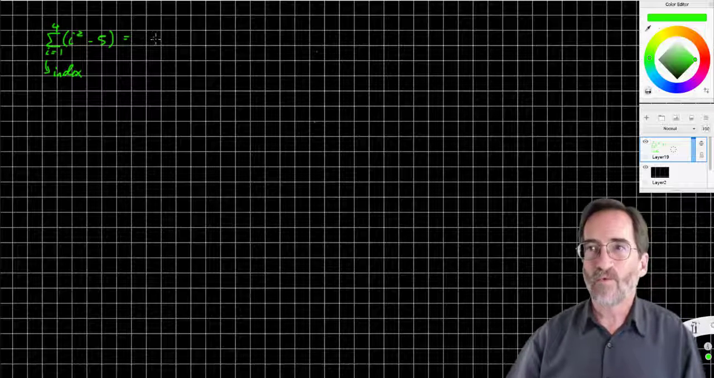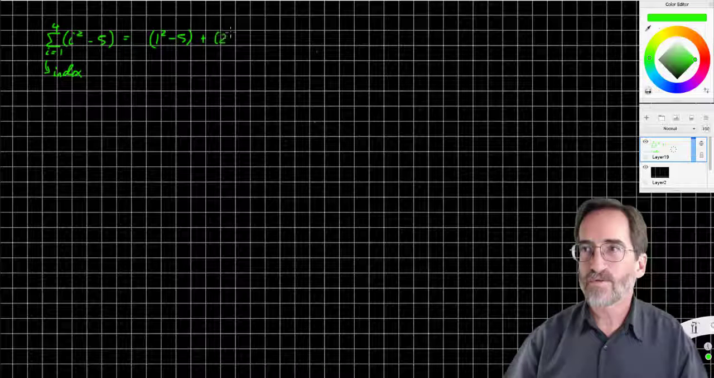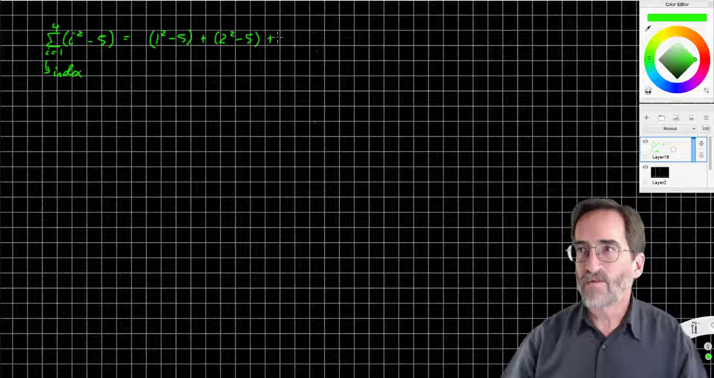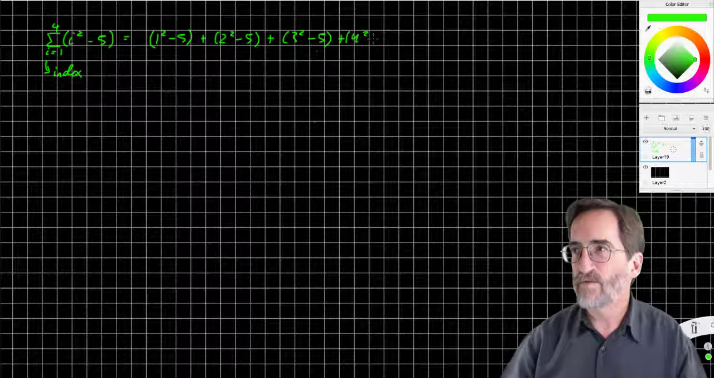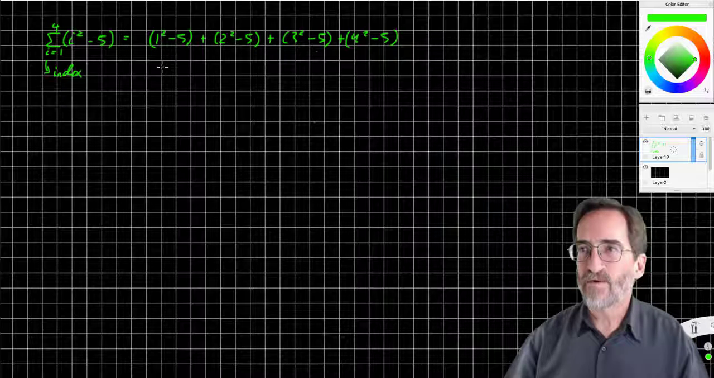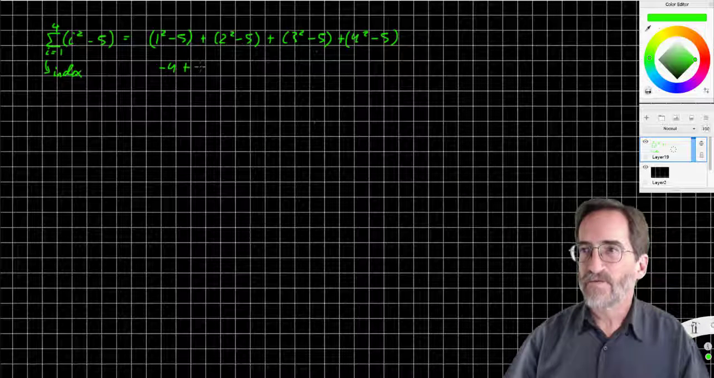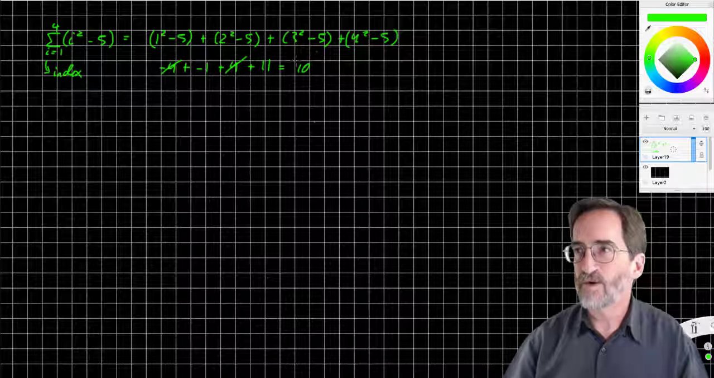So we're going to let i equal 1 squared minus 5. We're going to let i equal 2 squared minus 5. We're going to let i equal 3 squared minus 5. We're going to let i equal 4 squared minus 5. This turns out to be 1 minus 5, or negative 4. 4 minus 5, negative 1. 9 minus 5, which is 4. And 16 minus 5, which is 11. Cancel there, and we end up with a partial sum of 10.